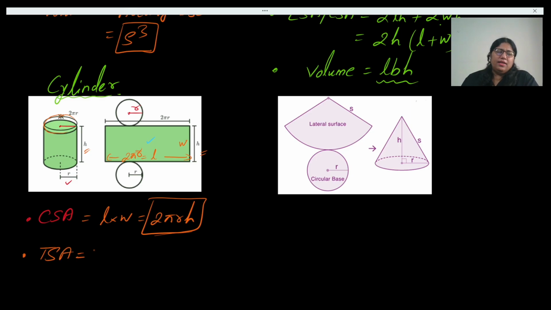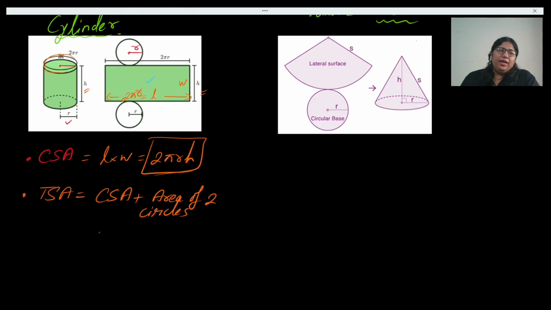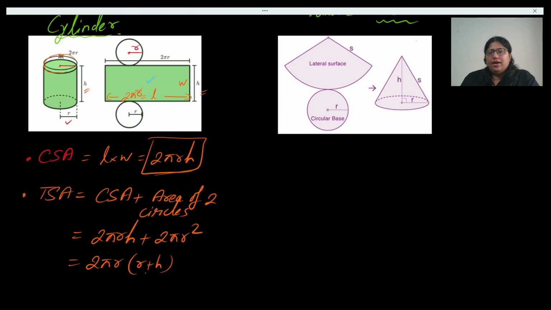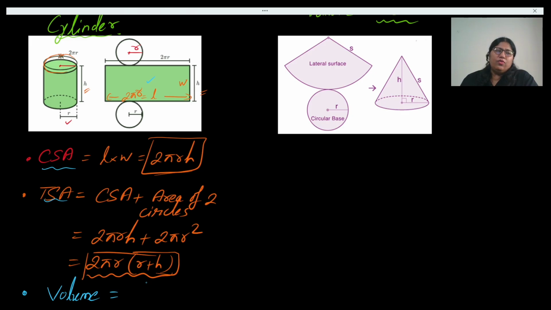If I'm taking the total surface area, it will be CSA plus the area of two circles, because you can see that the top is also a circle and the bottom is also a circle. So for the total surface area, I can take 2 pi r h, and the area of each circle is pi r square, so it is 2 pi r square. So here 2 pi r, and then you can have r plus h. So this is the formula. Volume is again area of base into height. So what is the base here? The base is circular, and the base area is pi r square times h. This becomes the volume of a cylinder.